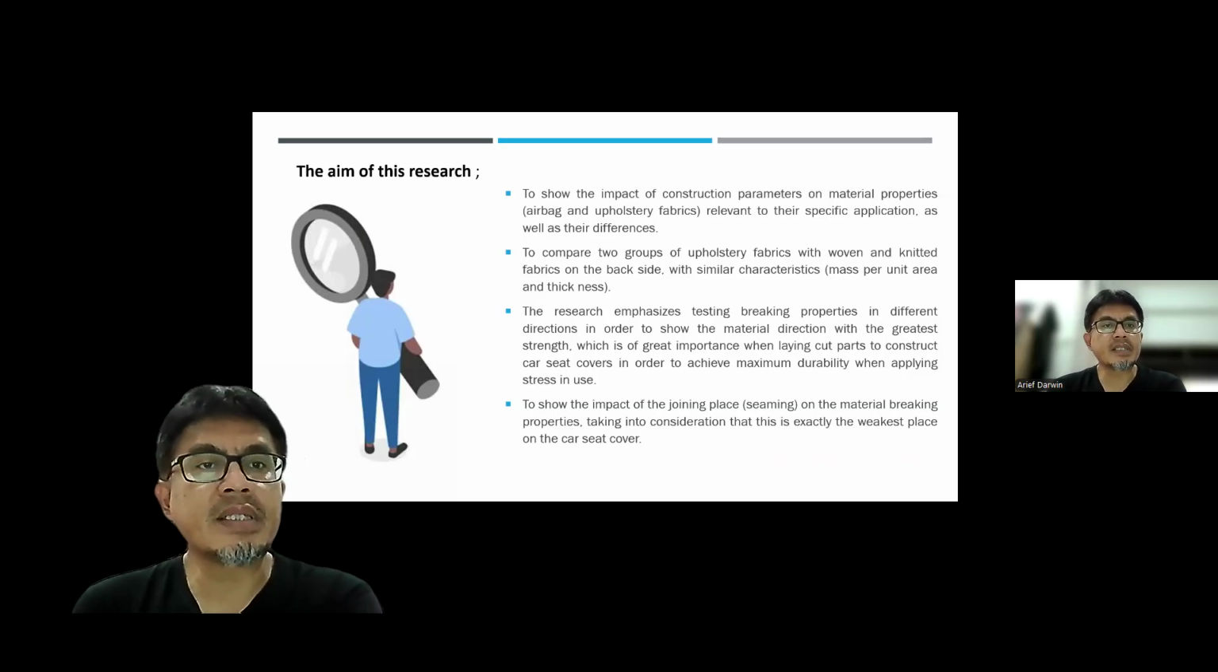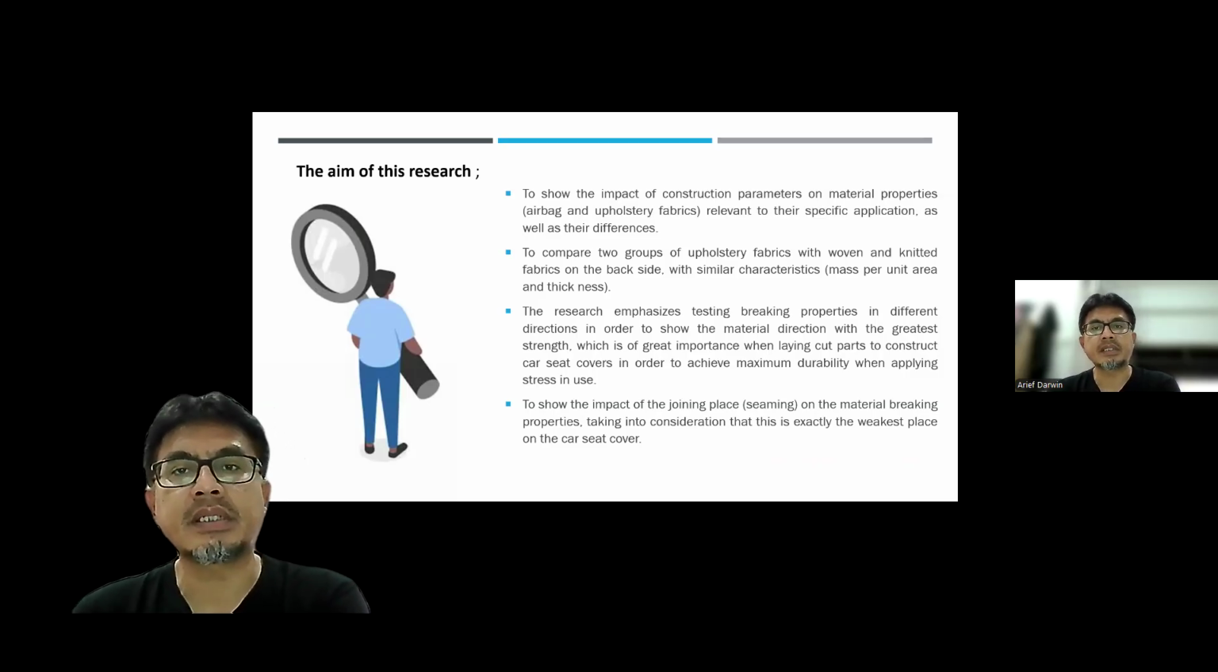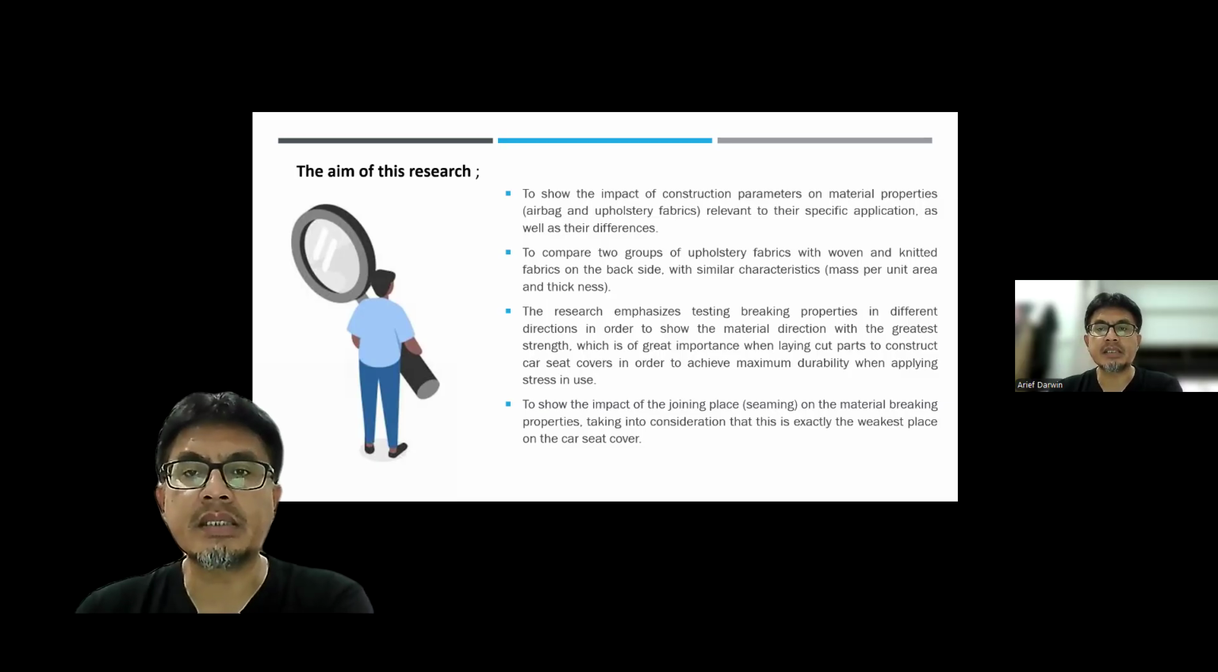So the aim of this research: first, to show the impact of construction parameters on material properties, for airbag and upholstery fabric, relevant to their specific applications, as well as their differences. Second, to compare two groups of upholstery fabric with non-woven and knit fabric on the backside with similar characteristics, mass per unit area and thickness.